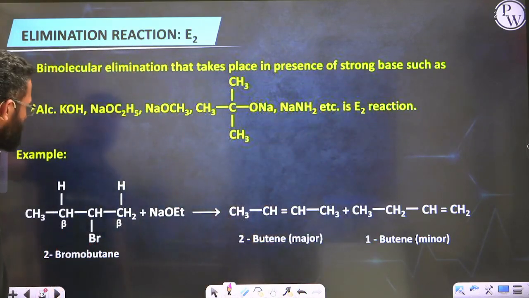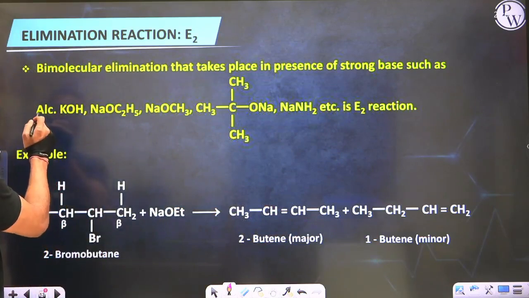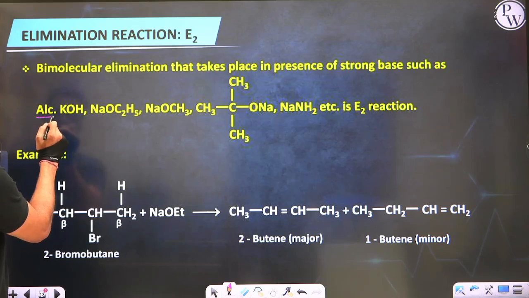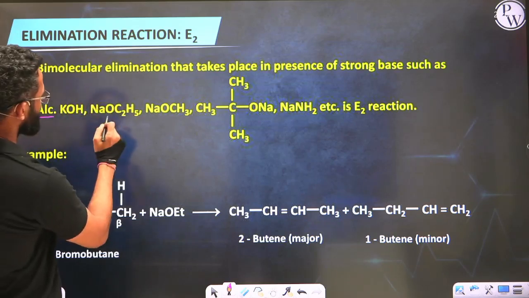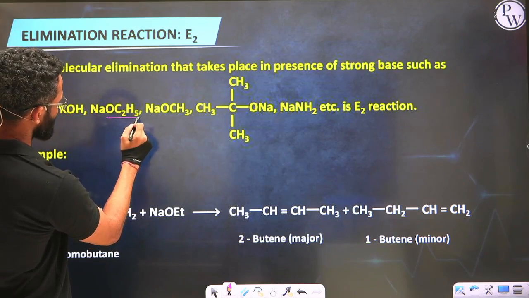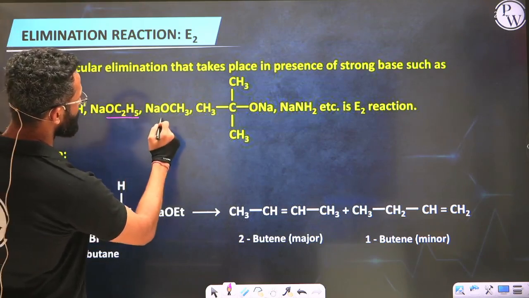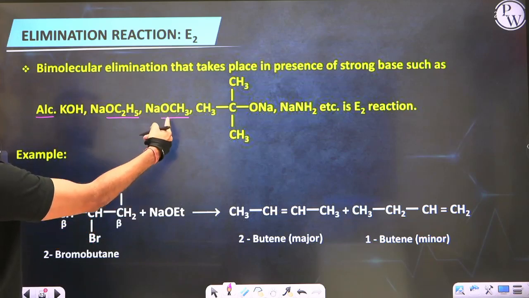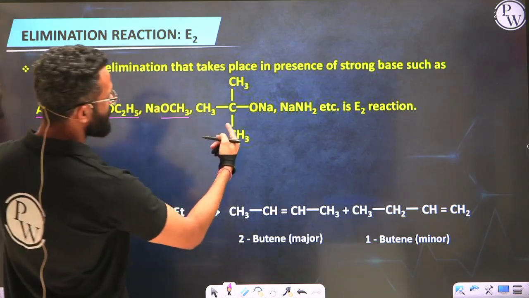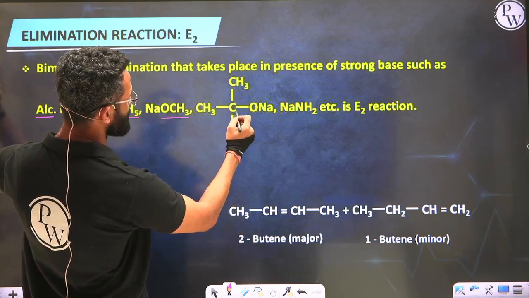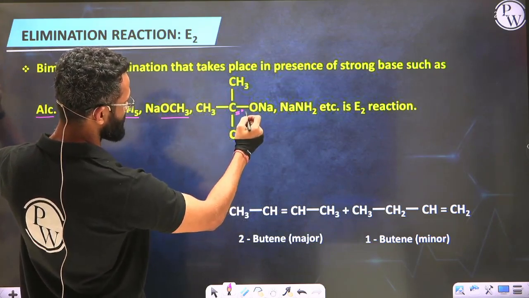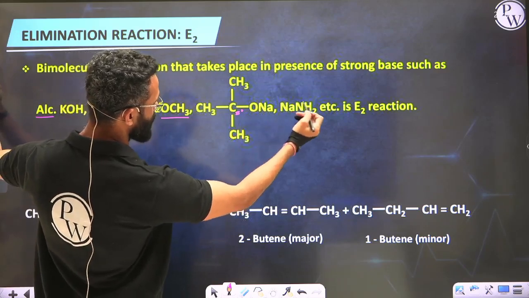Which 5 strong bases? Start with the term alcoholic KOH. From the term alcohol, remember ethanol, and this is its conjugate base, so ethoxide ion. From alcohol, remember methanol, so this is the conjugate base of methanol, that is sodium methoxide. Just like alcohol, remember tertiary butoxide. You see this is a tertiary carbon, so this is tertiary butyl alcohol's conjugate base. And finally, we have sodamide.